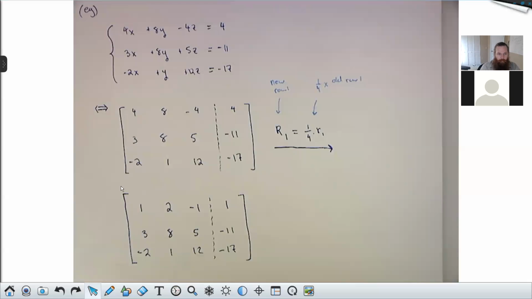Remember the algorithm. First, make this a 1, then make everything beneath it a 0. So I've got this as a 1 now. I want to make both of these zeros. Of those 3 row operations, what can I do to make this in particular, a 0?